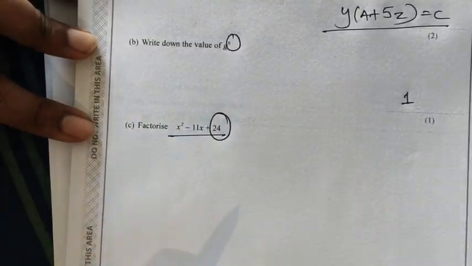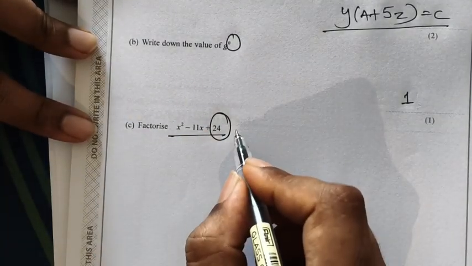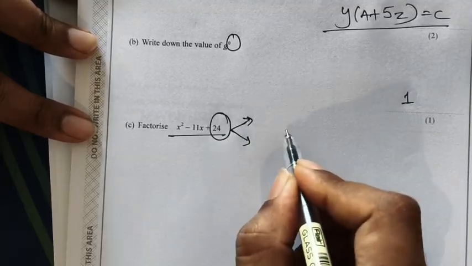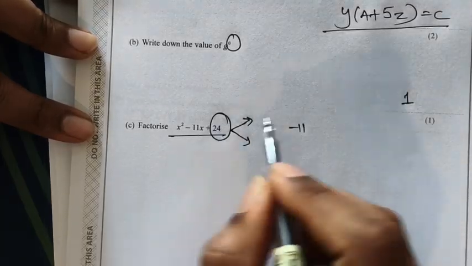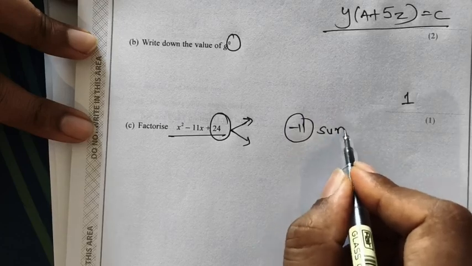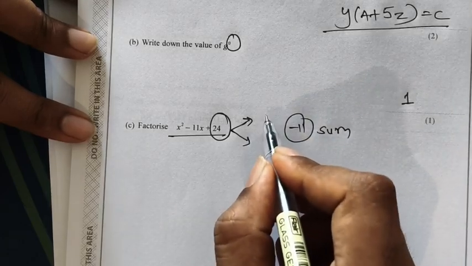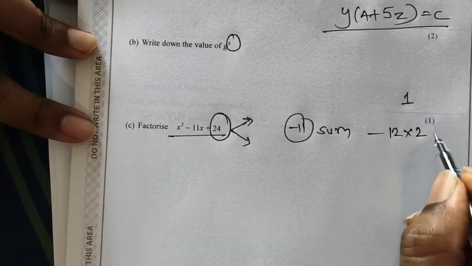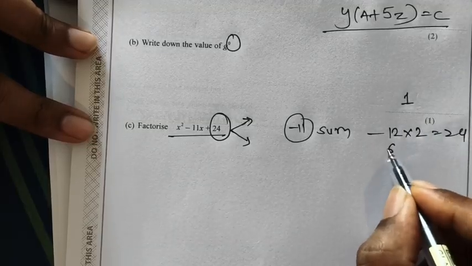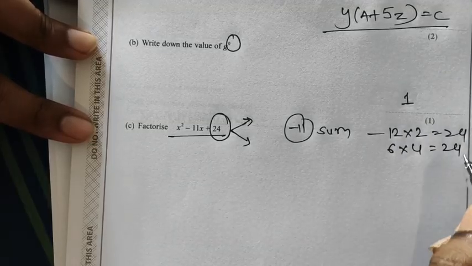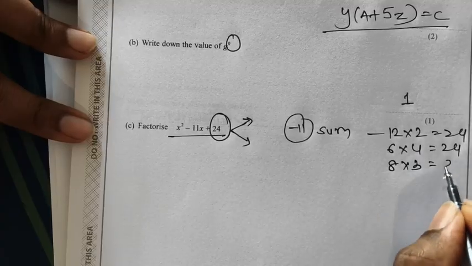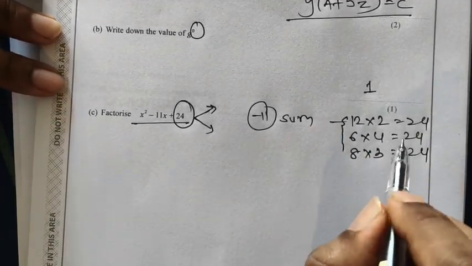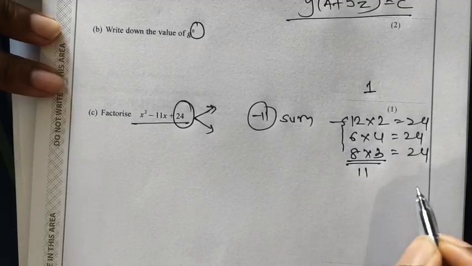So 24 is a number which is a product. Which are two such numbers which have a sum of minus 11? Those two numbers could be, I know, the factors: 12 twos are 24, correct? 6 fours are 24, 8 threes are 24, correct? Out of which, the sum looks around 11. This one looks around 11, correct?